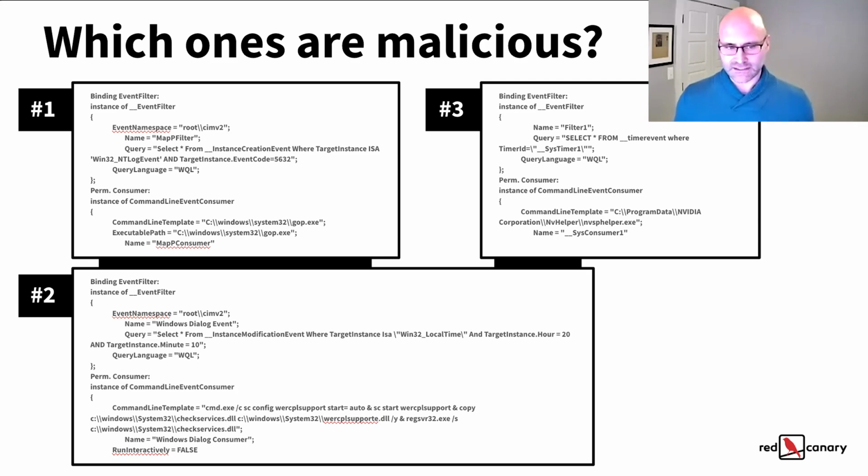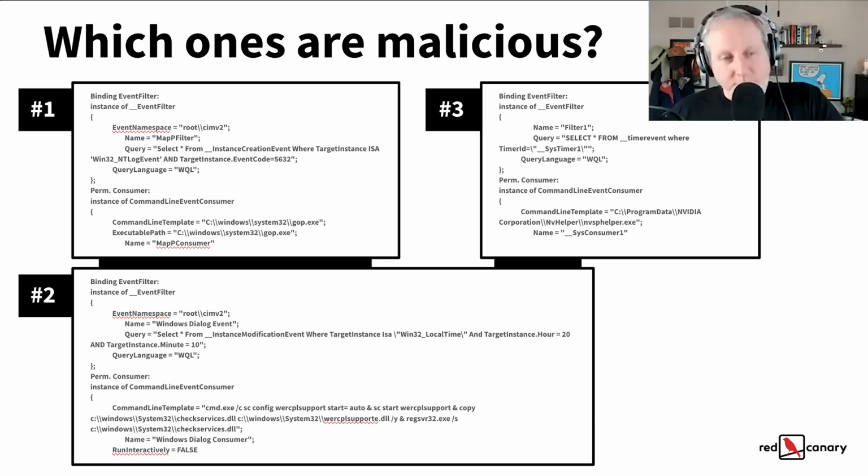This one actually has more details with it. It's going to kick off an executable. It's going to copy itself to somewhere else and invoke it with regsvr32. And the name is Windows Dialog Event and Windows Dialog Consumer. And then the last one, the name is filter one, and the consumer is sysconsumer1. It's basically going to invoke a file called ProgramData NVIDIA nvsp-helper.exe. So number 3 doesn't look too shady, but definitely number 2, a lot going on in that command line template.